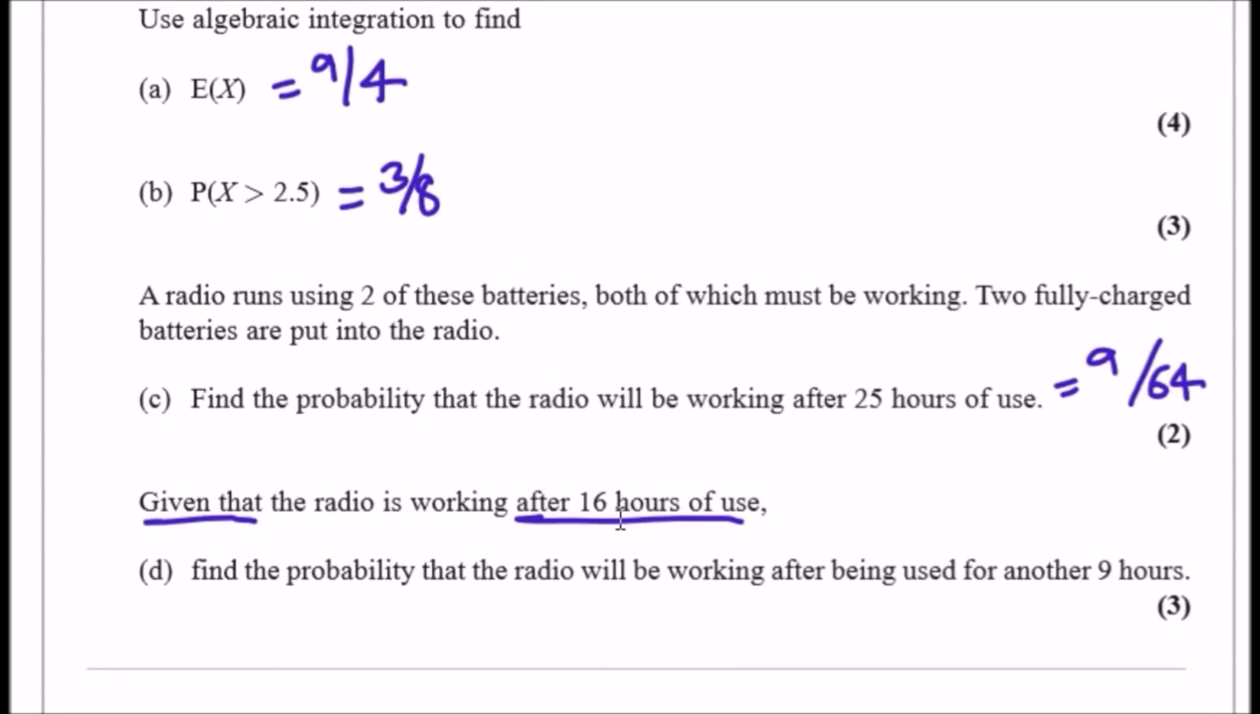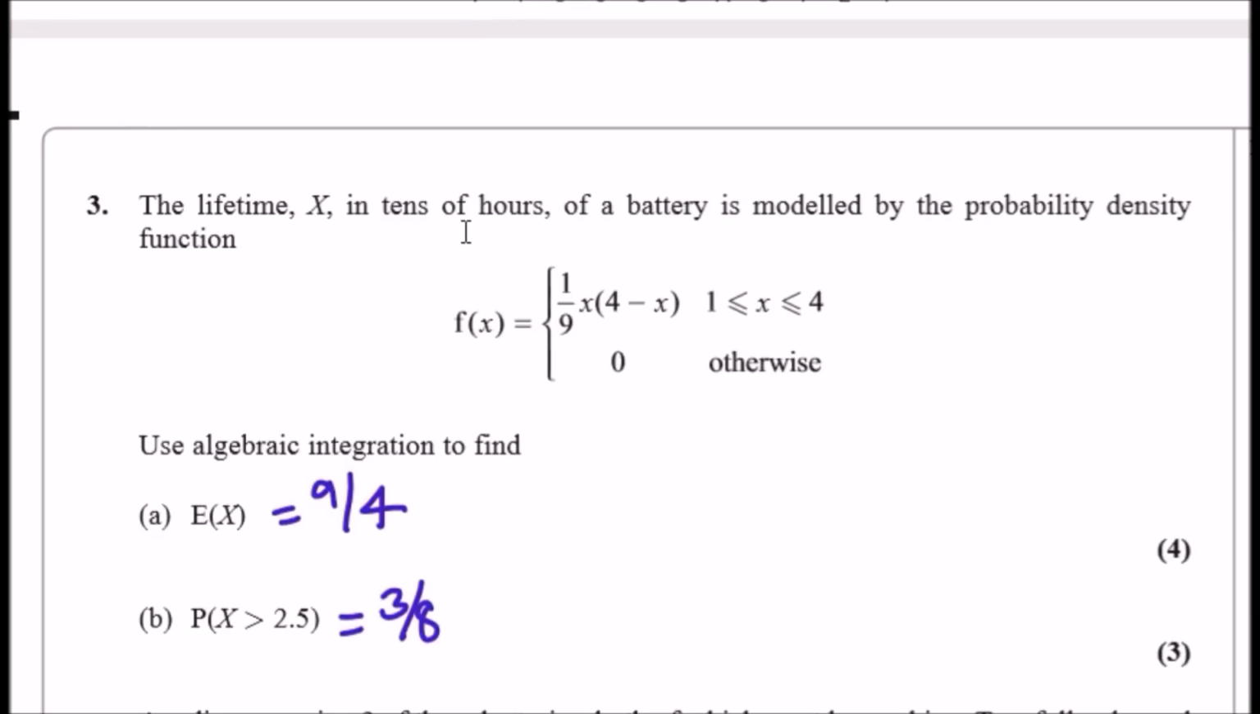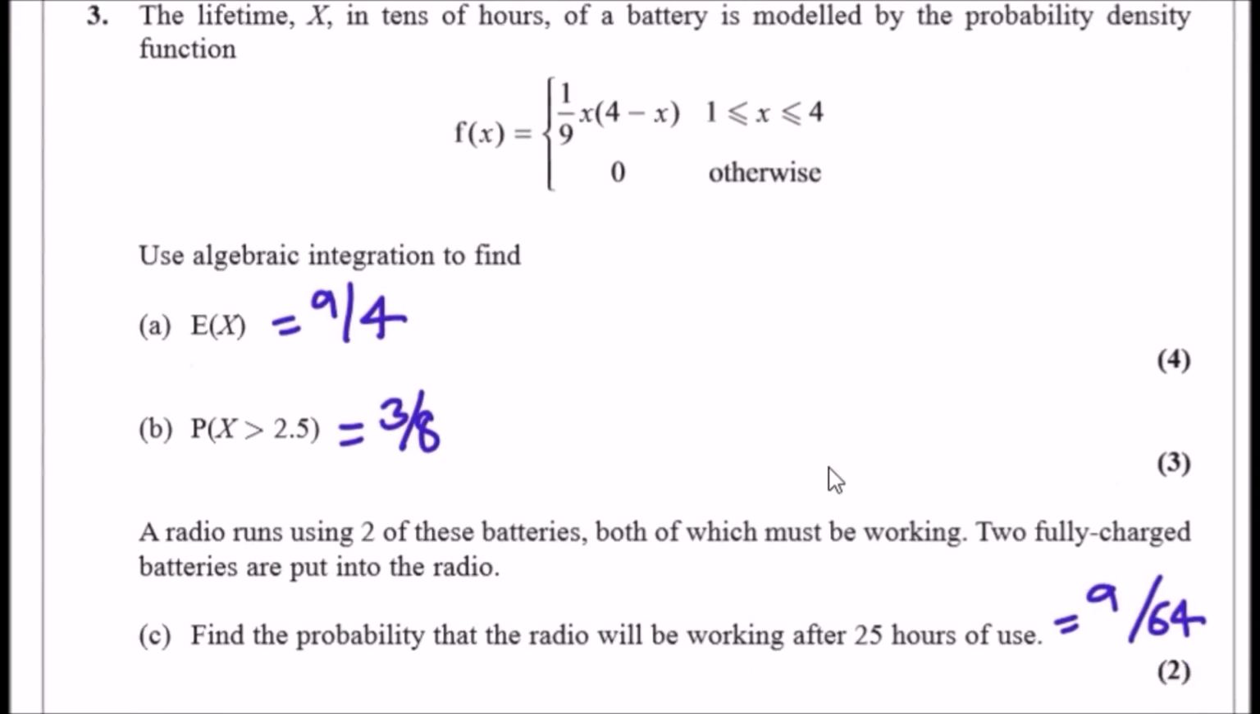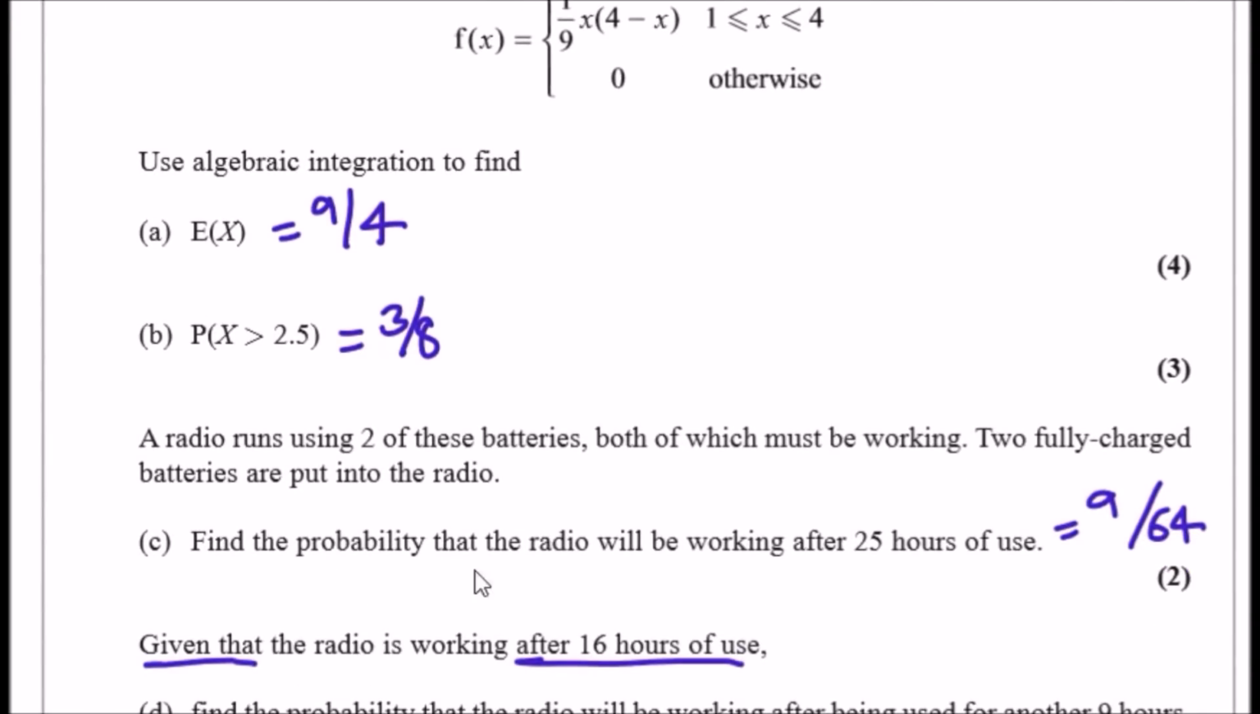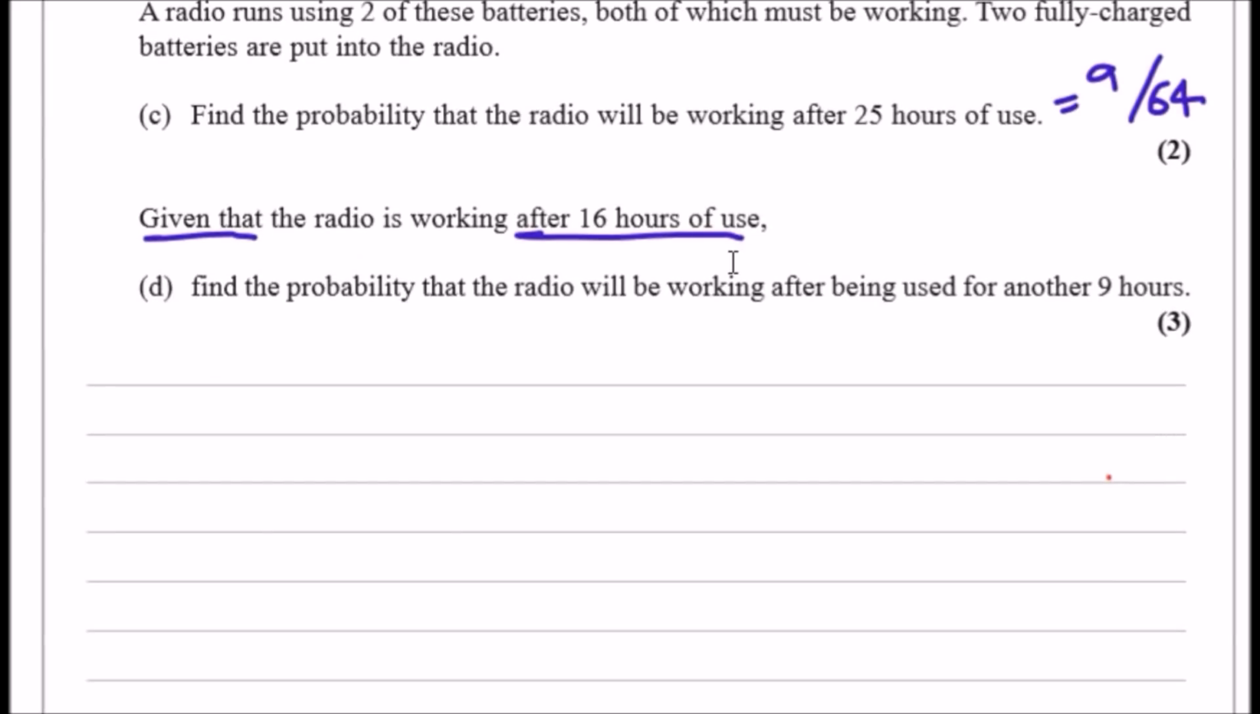One thing to know, we're working in tens of hours. And as you recall from part C, when it said find the probability that the radio will be working after 25 hours, this literally meant x greater than 2.5 because of the tens of hours system. So literally this means x greater than 1.6. So let's put over here, solution for D. We know firstly that the bottom variable, the given that part, would be x greater than 1.6. So it looks like we need to solve that.